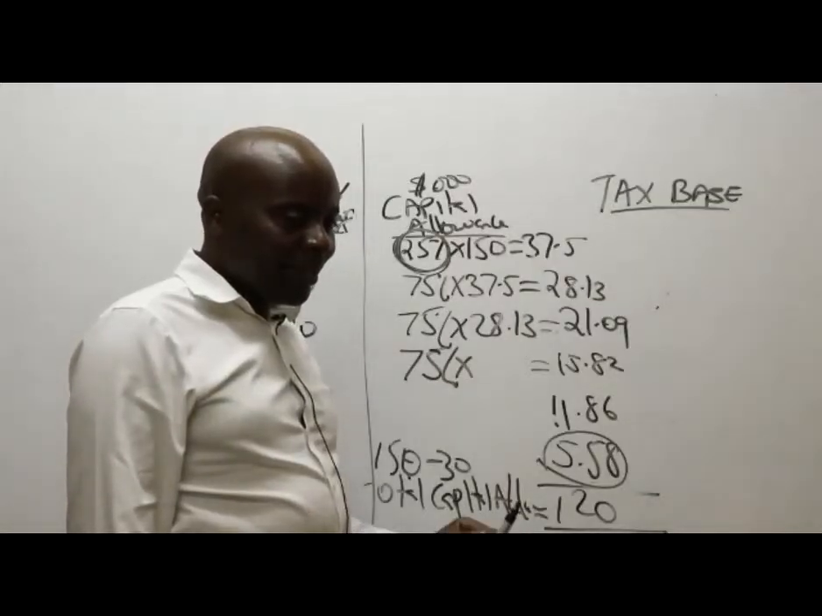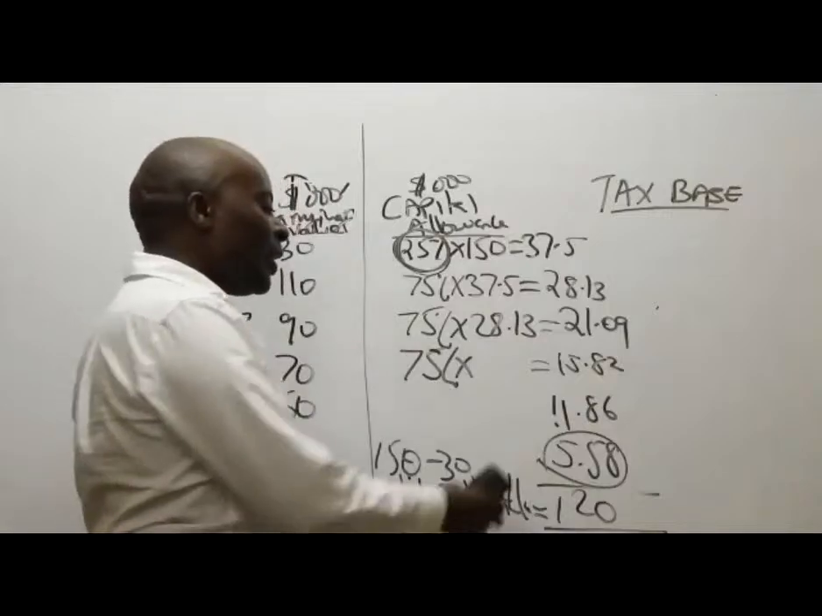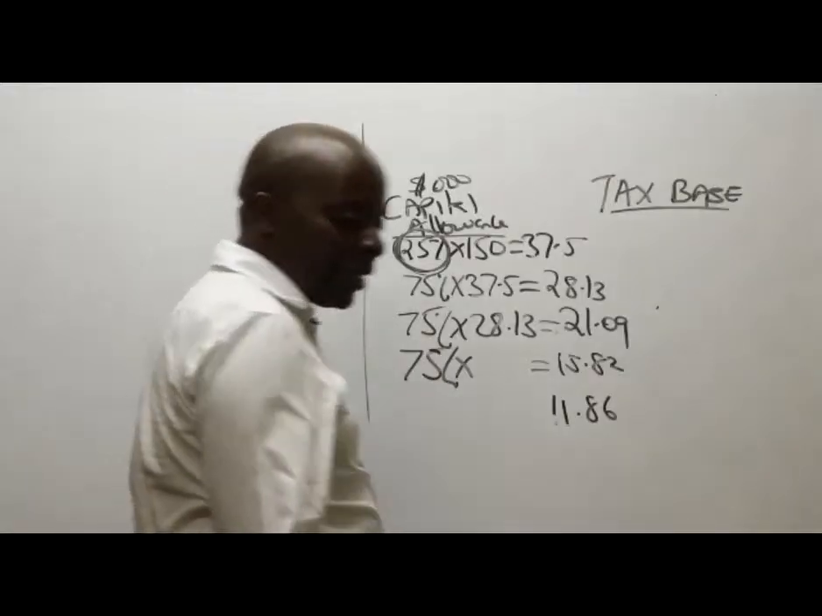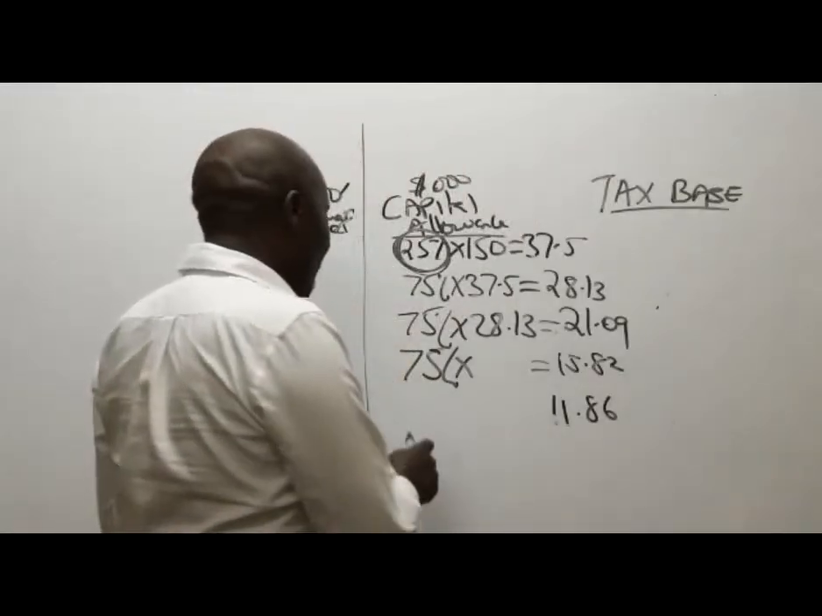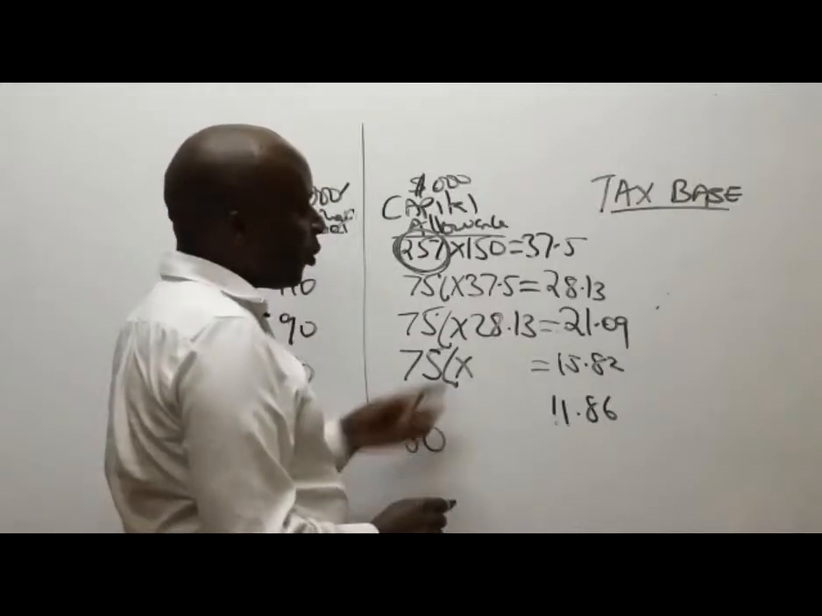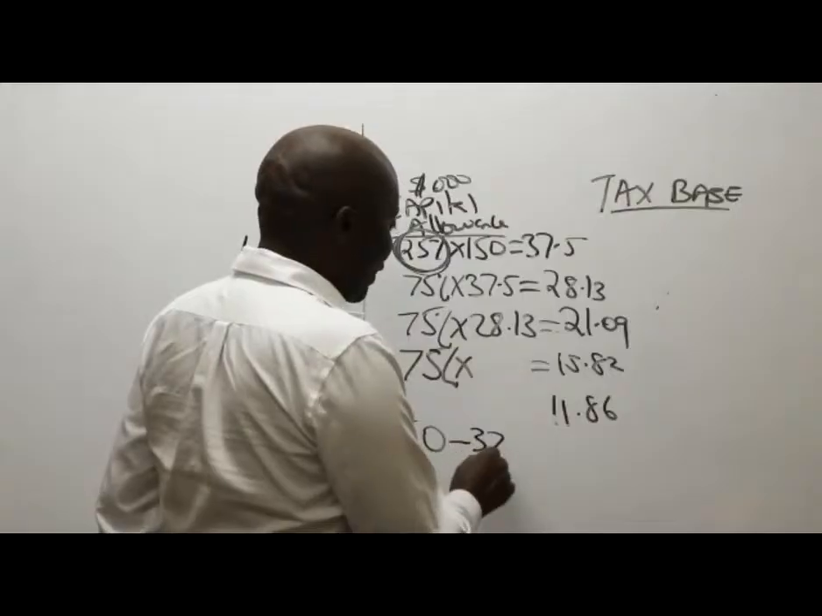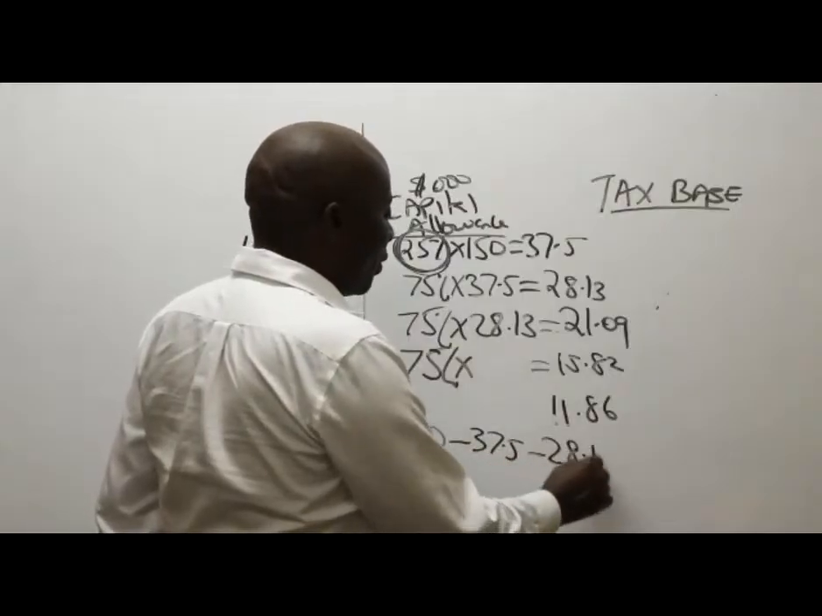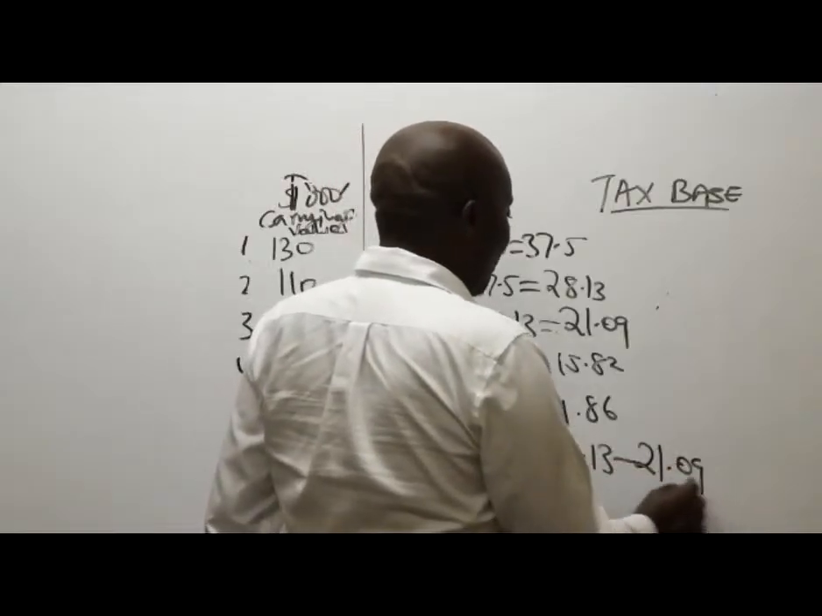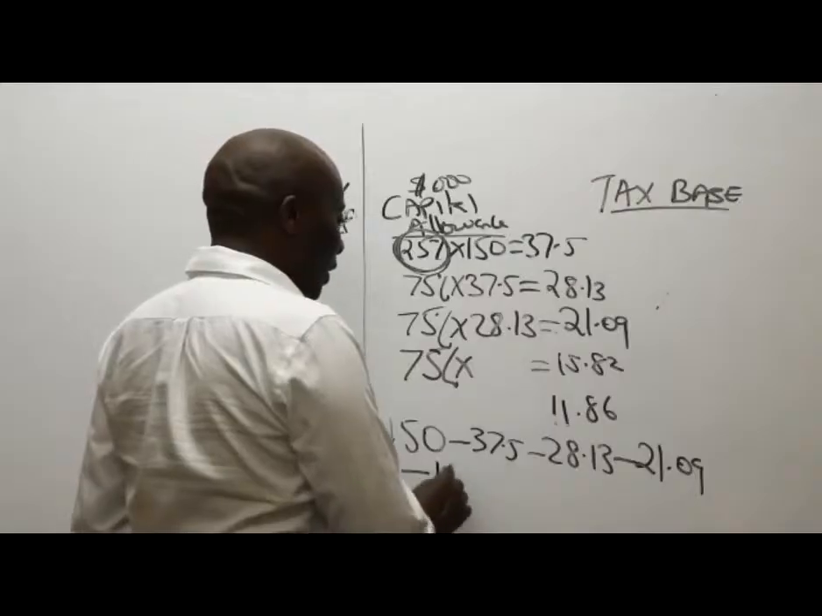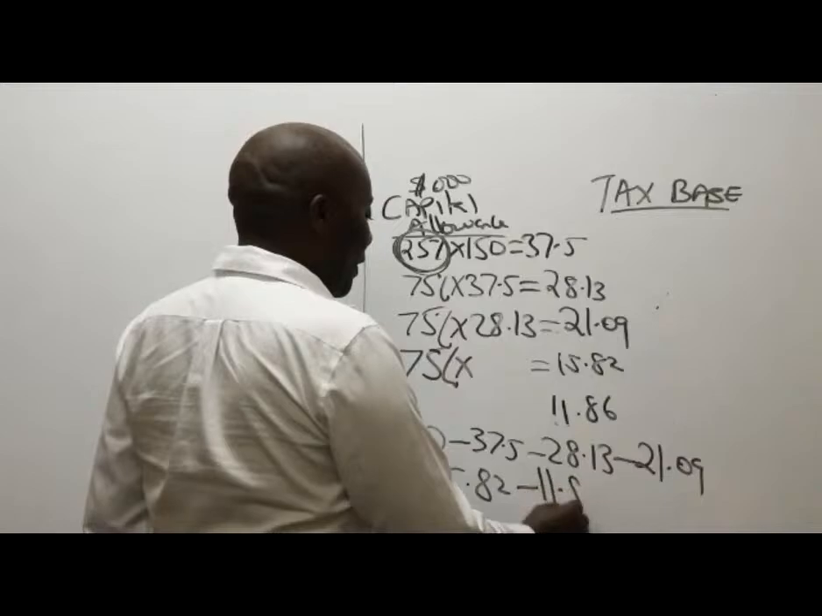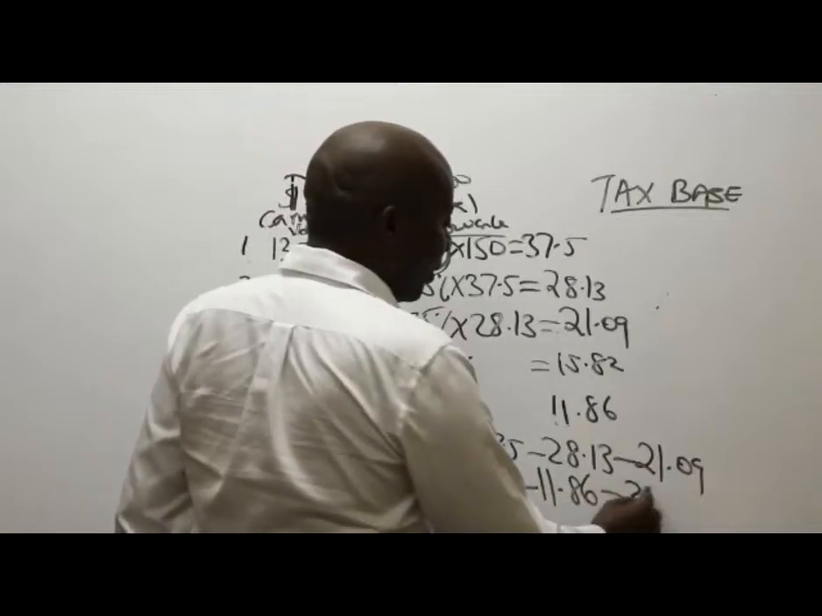Yes. The other way, if you want to get this balancing figure, you can also get it this way. You can take the original value, which was 150. You subtract what you lost in year 1, 37.5. You subtract what you lost in year 2, 28.13. You subtract what you lost in year 4, 21.09. You subtract what you lost in year 5, 15.82, whatever, minus 11.86, minus the scrap value.